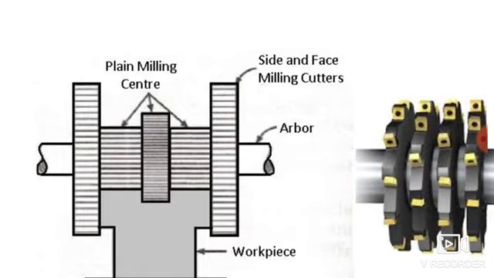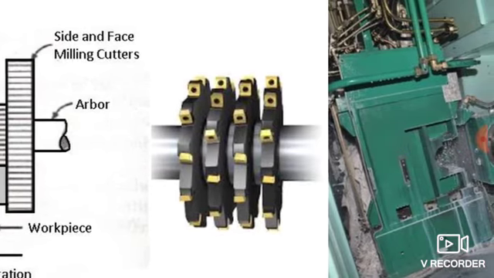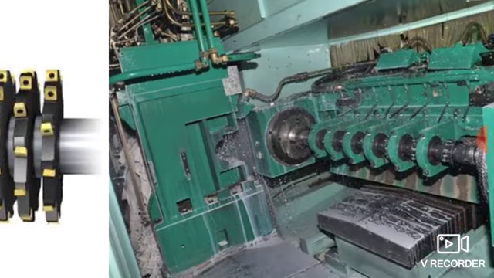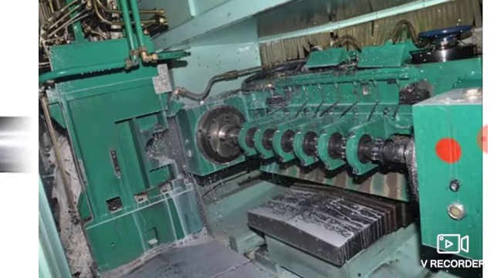So over one arbor you can mount a number of milling cutters, so that at the same time you can simultaneously machine a number of surfaces. That is why it is known as gang milling, because different cutters are working in a gang. In this image you can see there are 4 different cutters mounted on a single shaft. And here is an image of a gang milling machine.